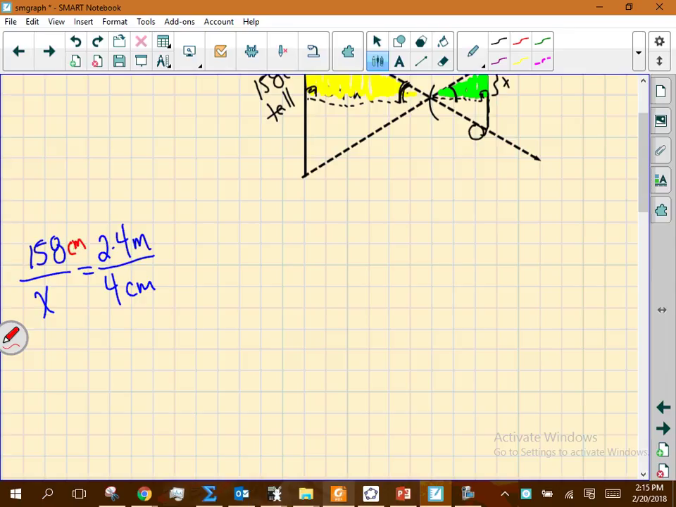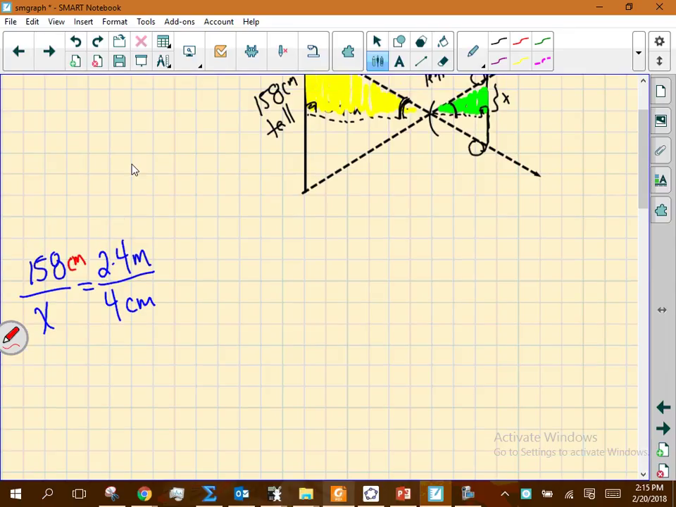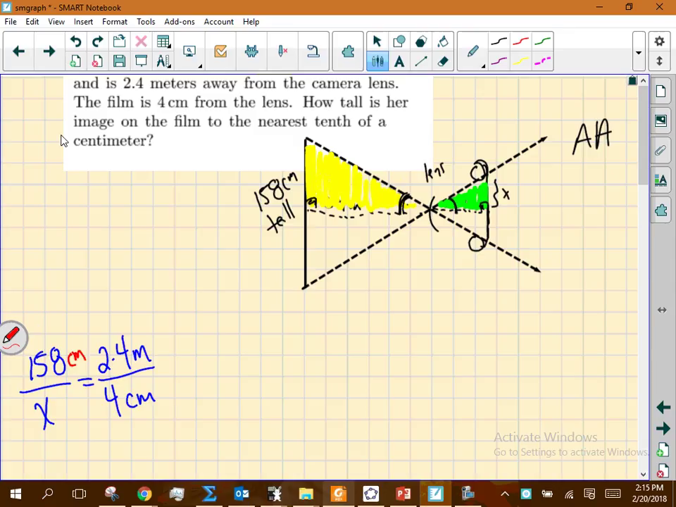Okay, I've got different units here, right? I've got centimeters here and meters over here, correct? So what I need to do is change everything into one or the other. Now it's a good idea to look at the question and see what it's asking for. They want the answer in centimeters, right? So does it make sense to change everything into centimeters?